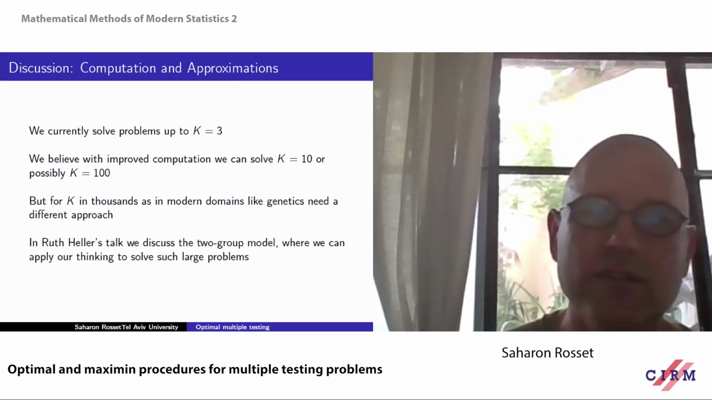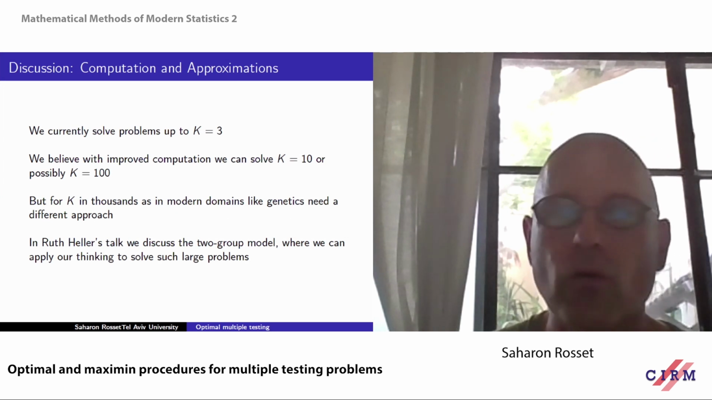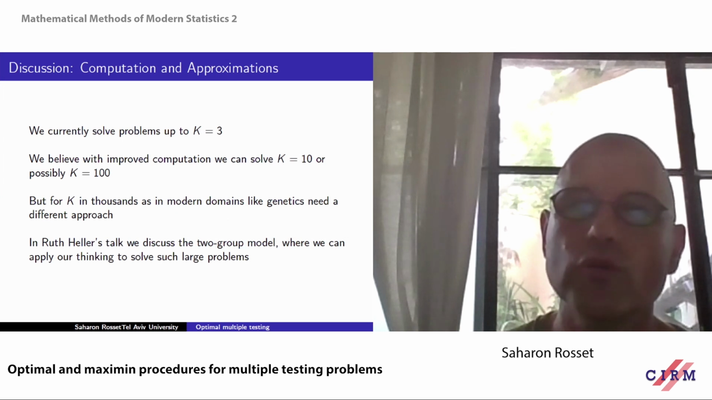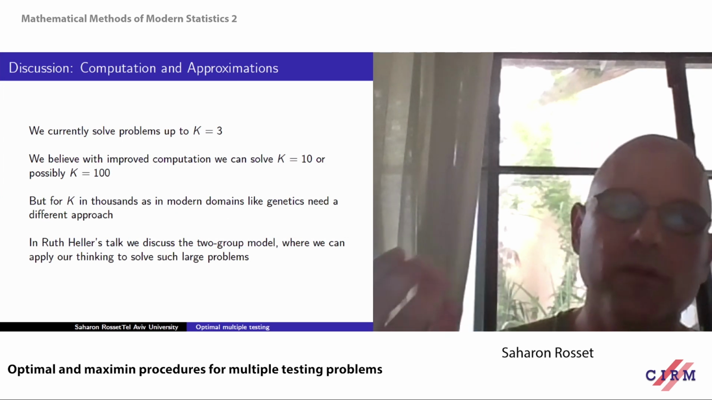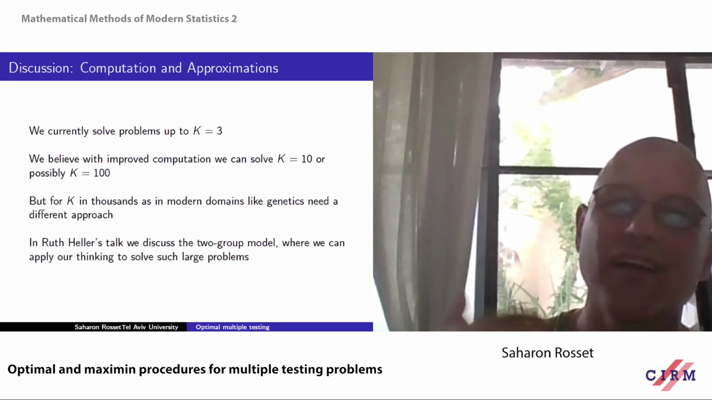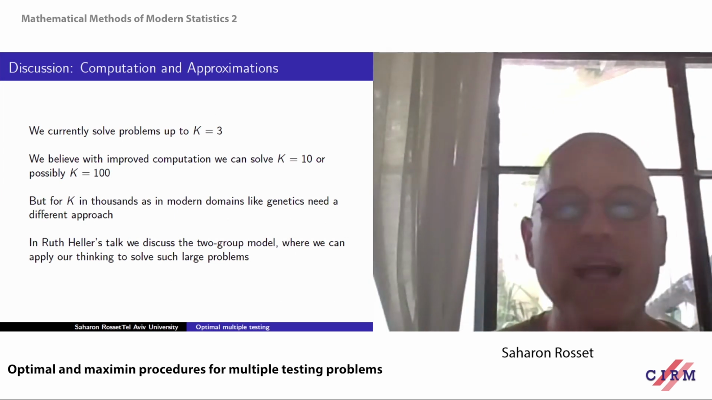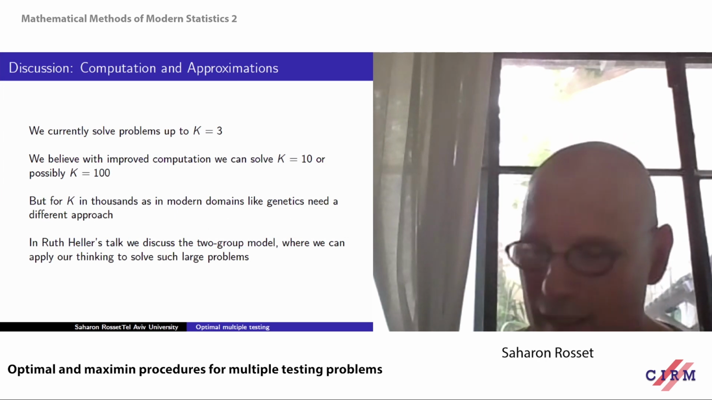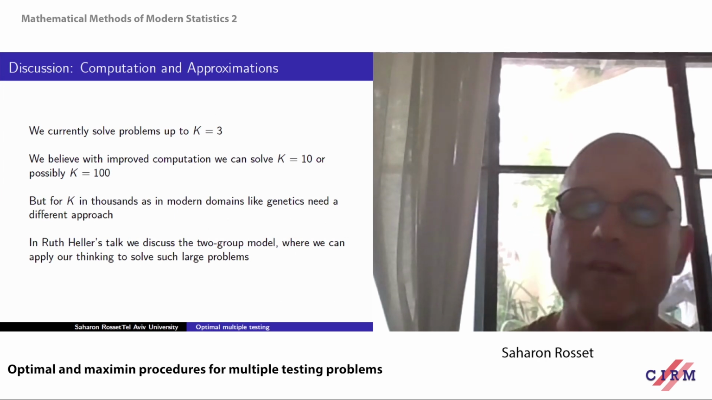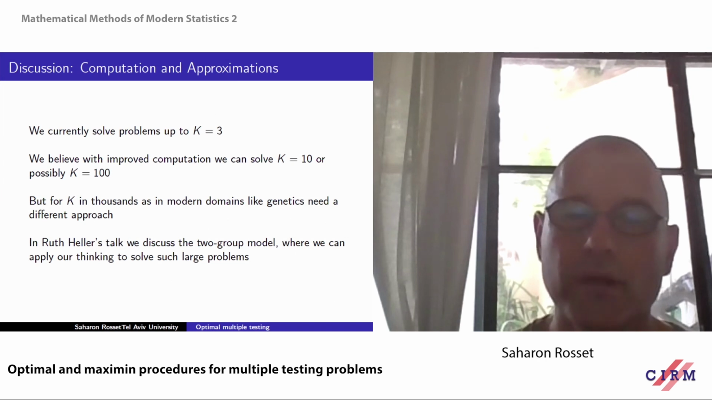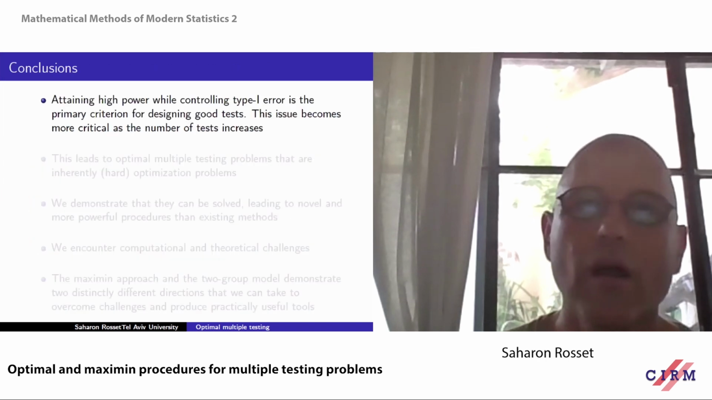Ruth Heller's talk, which I think is supposed to follow mine, is going to show how, within the 2-group model for large-scale testing, we can apply somewhat related thinking about optimality and solve the problems for thousands of hypotheses. But this is going to be in her talk.